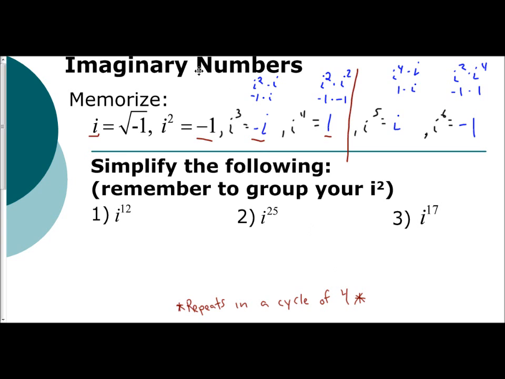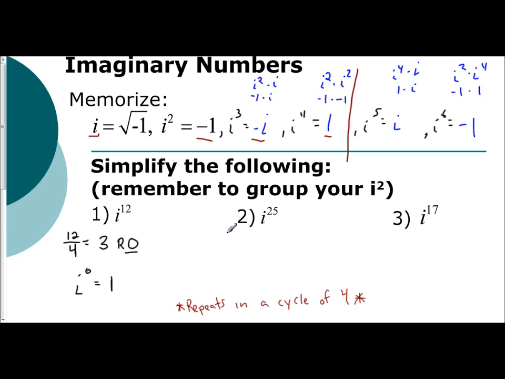So if I want to simplify i to the 12th, what I'm going to do is take 12 and divide by 4. How many times does my cycle go into the exponent nicely? 12 divided by 4 is 3. Look at your remainder. Your remainder here is 0. So really that means you're taking i to the 0 power, which is 1.